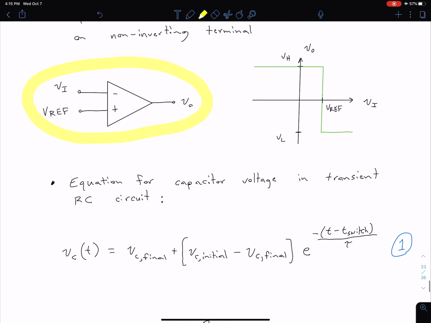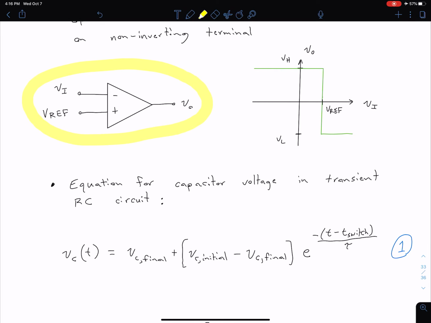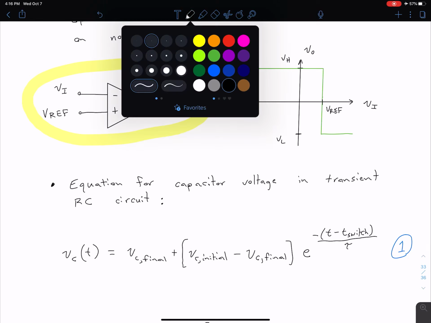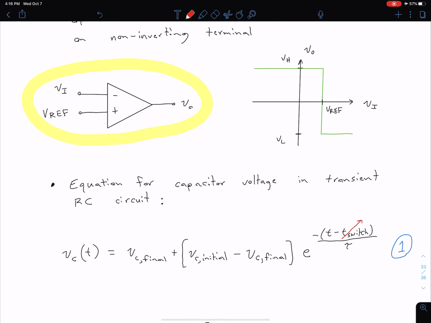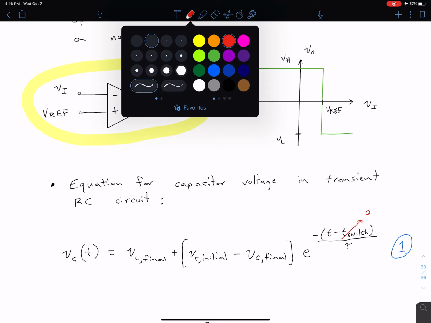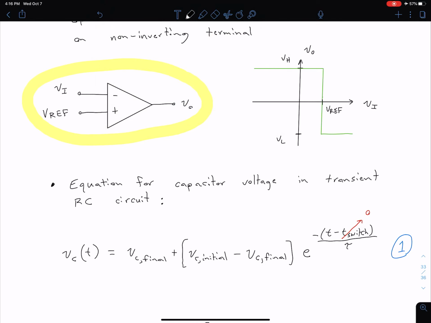In general, our equation for capacitor voltage in a transient RC circuit is shown here below. Vc of t is equal to Vc final plus the quantity Vc initial minus Vc final, times the exponential of e to the negative t minus t switch, divided by tau. Oftentimes this t switch will just be 0 to make things easier, but for completeness I've put it in this definition.